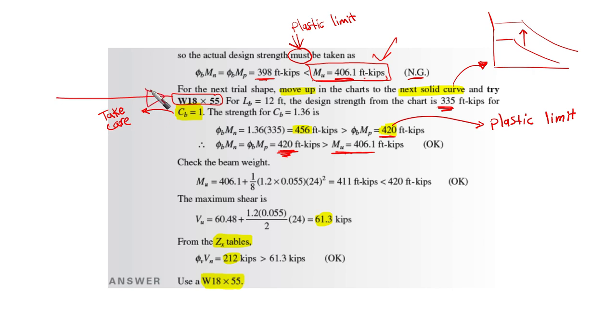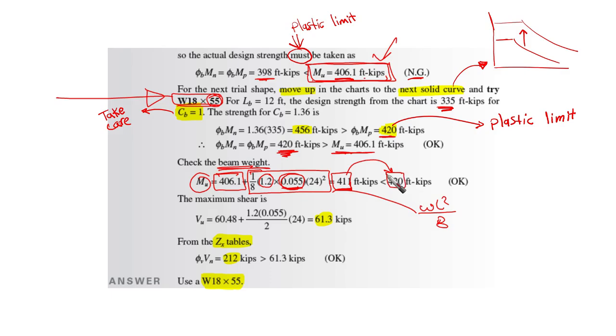But we still need to check the beam weight. Mu, considering the beam weight, is going to be 406.1 plus the additional weight. The additional weight is wL squared over 8, multiplied by the 1.2 factored load, with 0.055 being the dead load unit weight of the shape, which is 55 here. This gives us 411, still less than 420. So flexure-wise it is okay. Here we ended the flexural part.